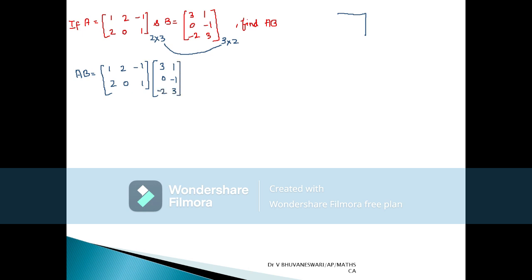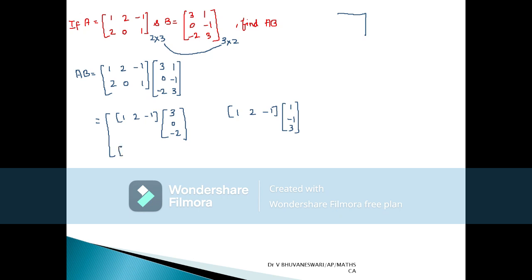As I told you, you need to keep in mind the number 7. First, let me consider the row of the first matrix. The first row is 1, 2, minus 1 and this needs to be multiplied with the first column of the second matrix, 3, 0, minus 2. Similarly, the first row needs to be multiplied with all the columns of the second matrix. So the first row 1, 2, minus 1 needs to be multiplied with the second column of the second matrix, which is 1, minus 1, 3.